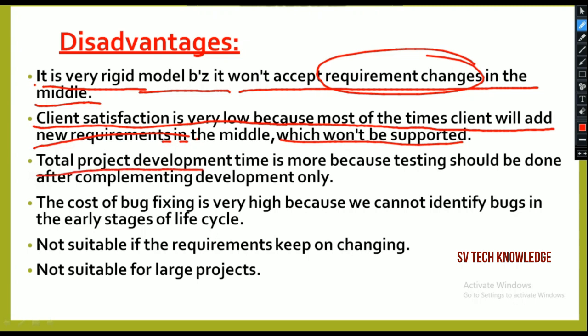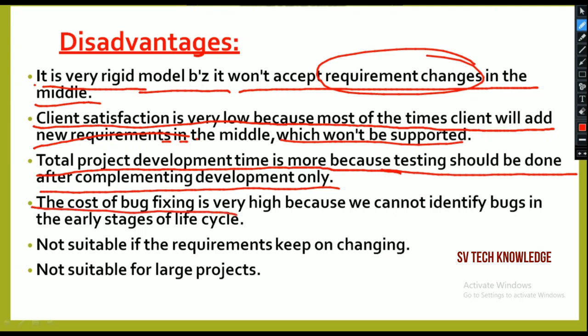Next, the total project development time is more because testing should be done only after completing development. As I said, we have two teams, the development team and the operations team. After the total completion of development of the project, only then we can test. In the middle it is not possible to test. Next, the total cost of bug fixing is very high because we cannot identify bugs in the earlier stages of the cycle. Only after completing the total development are you going to test.